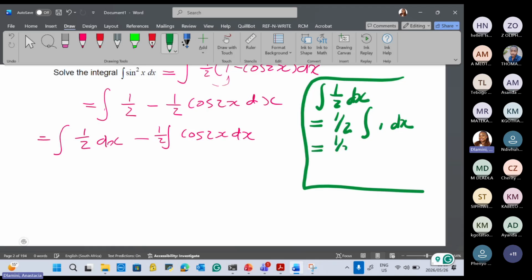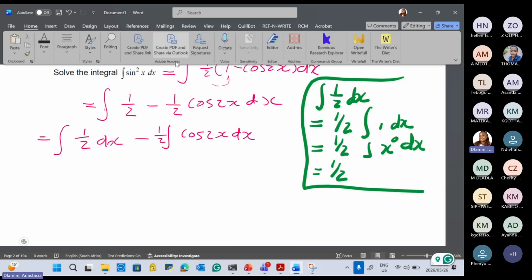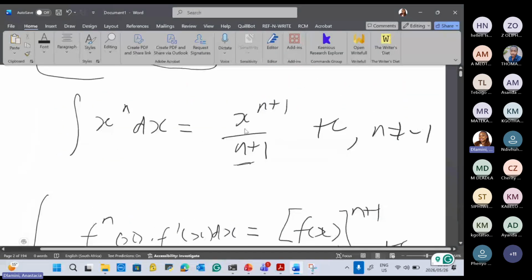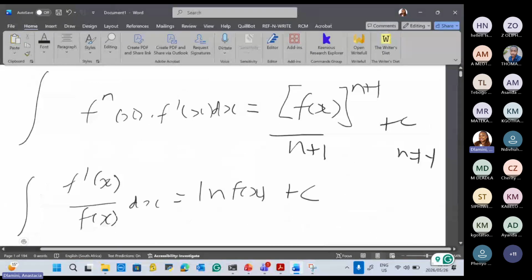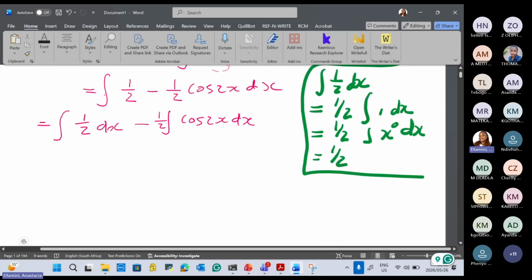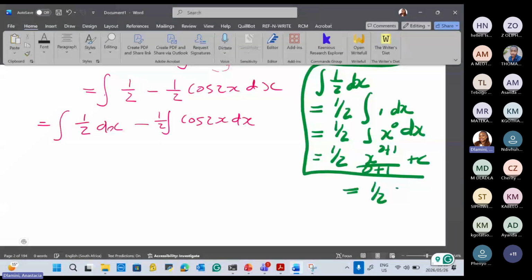So then this is 1 over 2 integral of x to the power of 0. Do you agree that x to the power of 0 is the same as 1? Yes, ma'am. So then this is equal to 1 over 2. And remember we said if we have x to the power of n, then it will be x to the power of n plus 1 over n plus 1. So meaning that this will be x to the power of 0 plus 1 over 0 plus 1. So then this plus c. So then this becomes 1 over 2x, which is this one over here, which is 1 over 2x.